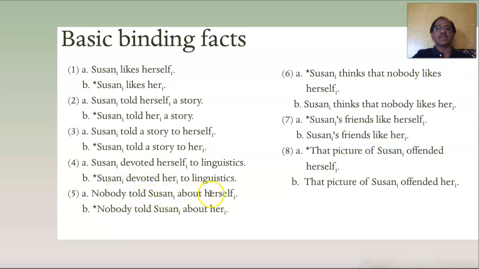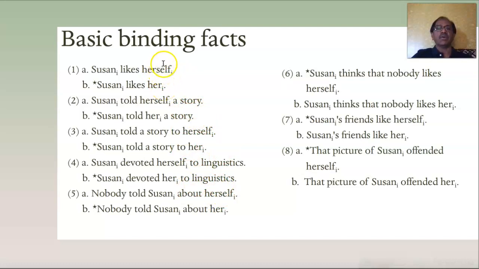Nobody told Susan about herself. Here, herself is co-indexed with Susan. Note that herself is not co-indexed with the subject here. In the previous sentences 1 to 4, we see that the reflexive is co-indexed with the subject, whereas here the reflexive is co-indexed with the object. However, what we see is that nobody told Susan about her is ungrammatical. That is, in 1 to 5, wherever the word herself occurs, her cannot occur.